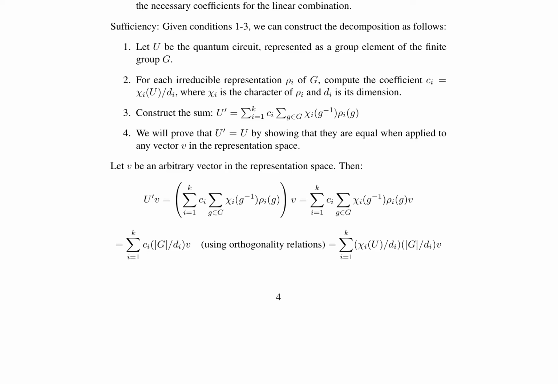The sufficiency proof constructs the decomposition by representing the quantum circuit as a group element U of the finite group G, computing coefficients C for each irreducible representation ρI of G, and constructing the sum U as a linear combination of the irreducible representations with coefficients C. By applying U to any vector V in the representation space and leveraging the orthogonality relations, the expression for U is simplified, ultimately showing that U equals UV and thus U equals U.